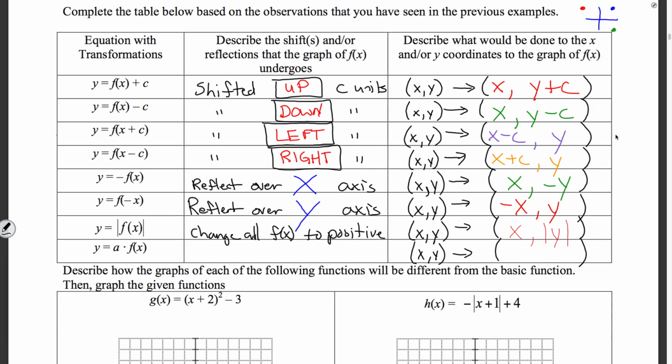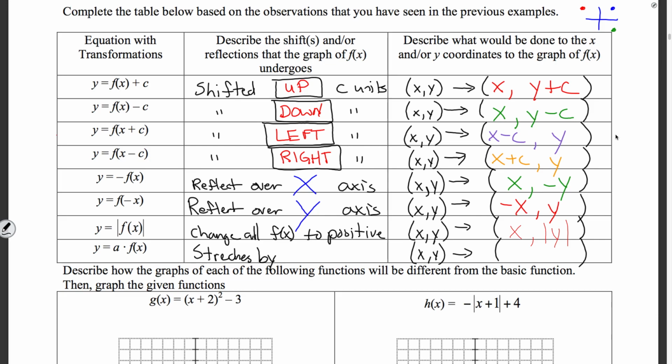And finally, what happens when we throw an a in front of the f of x? It stretches or shrinks. So I'm just going to use stretch by a factor of a, and you'll have to know that if a is 1/2, stretching something by a factor of 1/2 would actually be like shrinking it, right? So I'm going to say stretch. Probably the better mathematical word that they use is skews it by a factor of 1/2, but it's just not a word we use a whole lot.